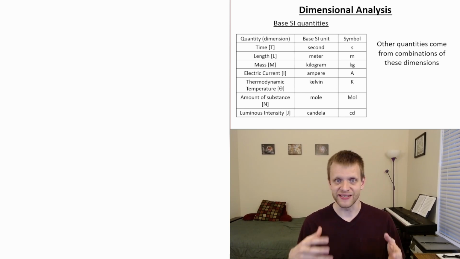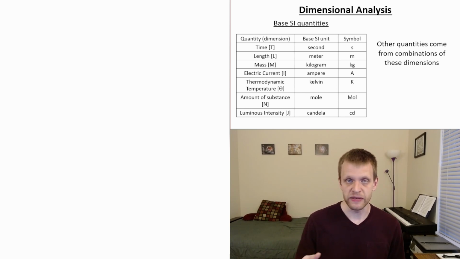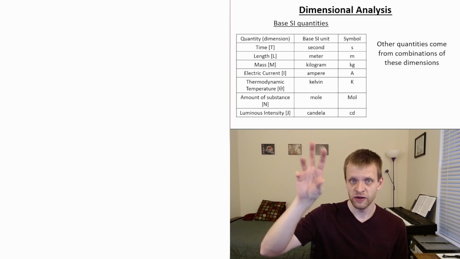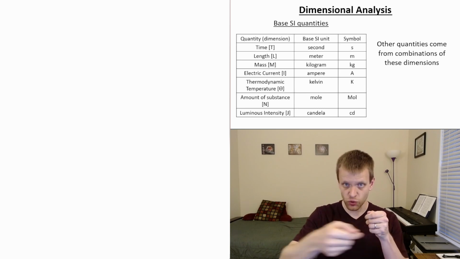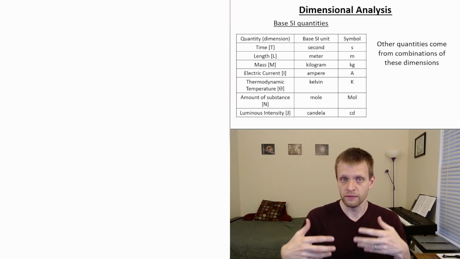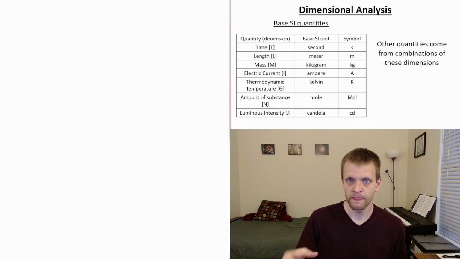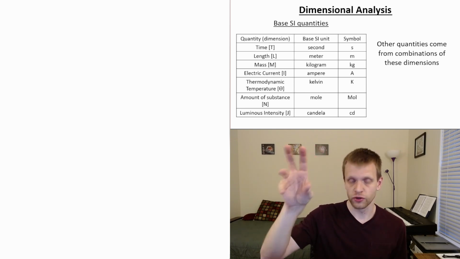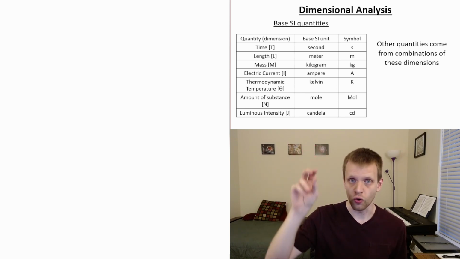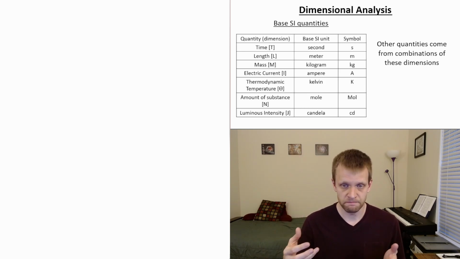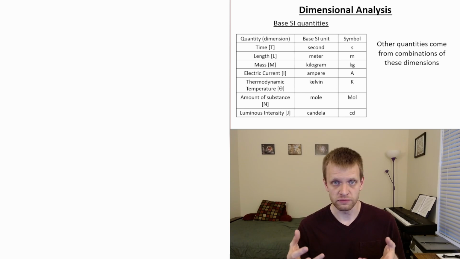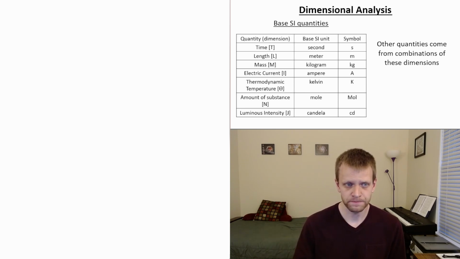Or if I'm looking at the density of an object, that would be some kind of mass divided by a length cubed. Mass divided by volume. Volume would be length times width times height, but those are all length as the type of dimension. So it would be kilograms per cubic meter or grams per cubic centimeter. Things like that would be our dimensions for density.